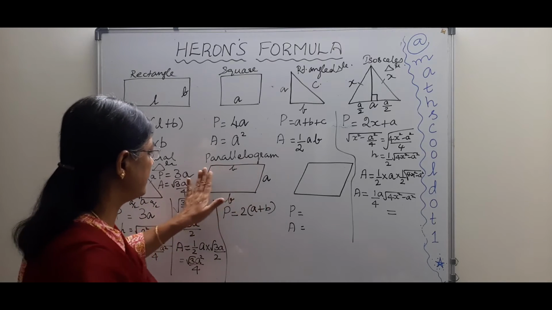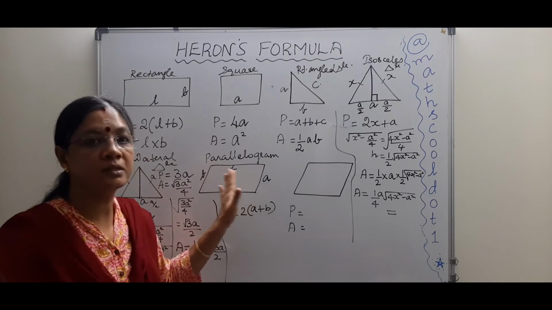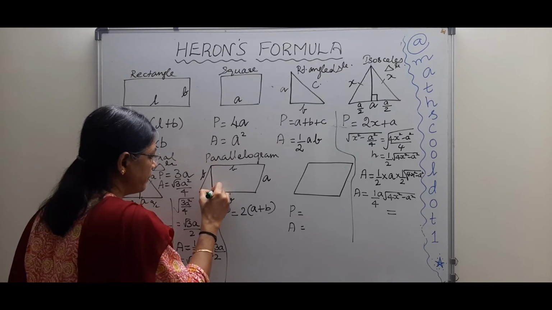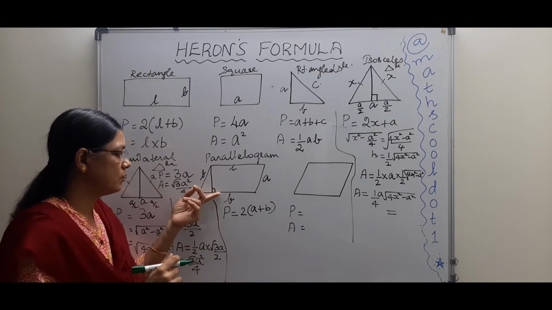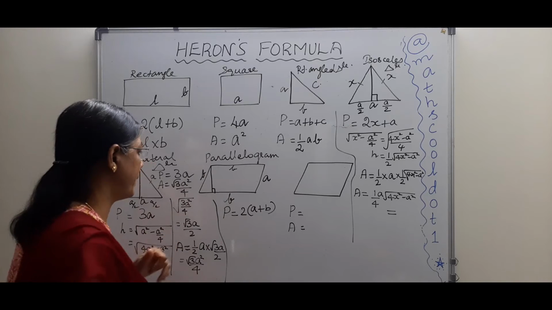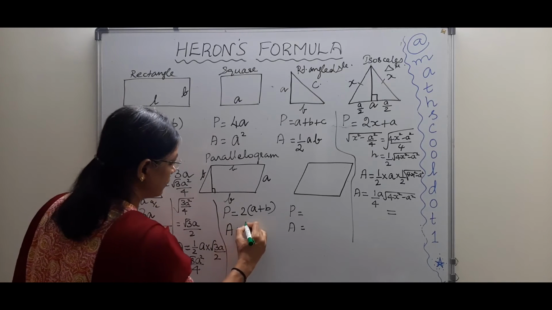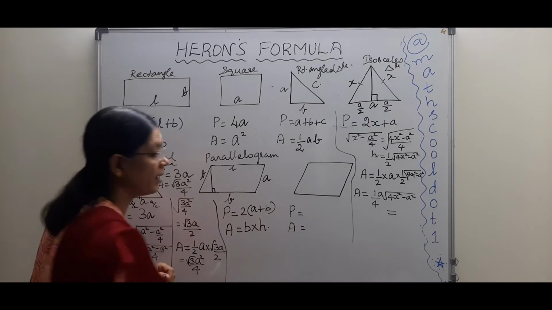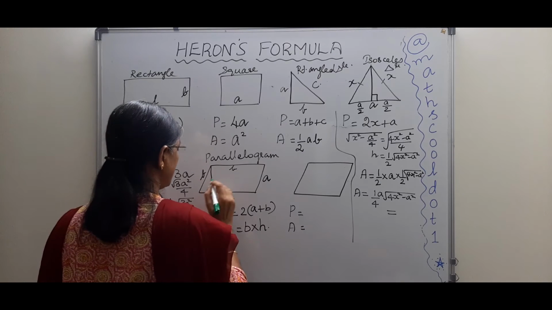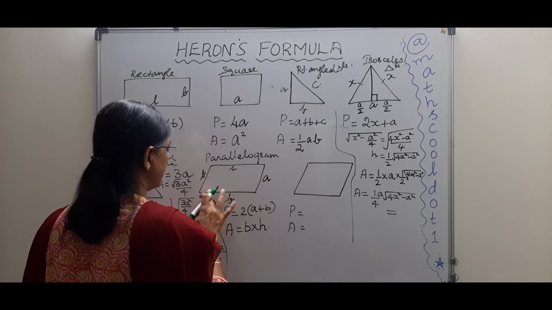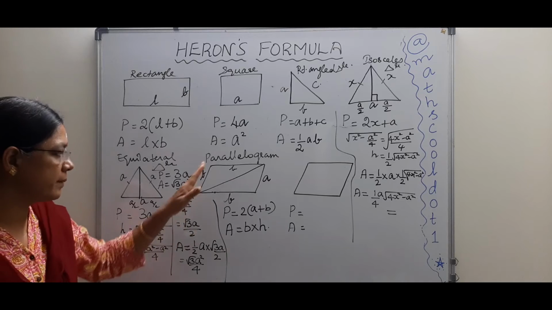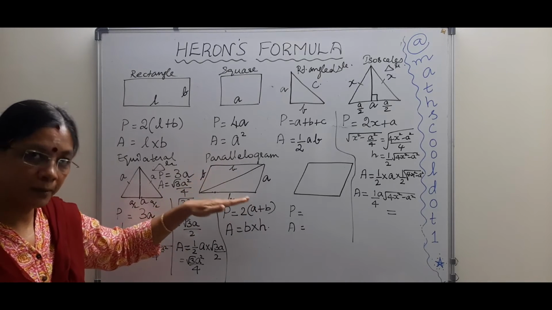Now, what is the area? Area is the inner region, the covered region. So what we can do is drop a perpendicular to the base, and that is the height of the parallelogram. So the area of the parallelogram is nothing but base into height. How did we get base into height all of a sudden? See, if I divide this parallelogram into two equal halves, what are these two halves?